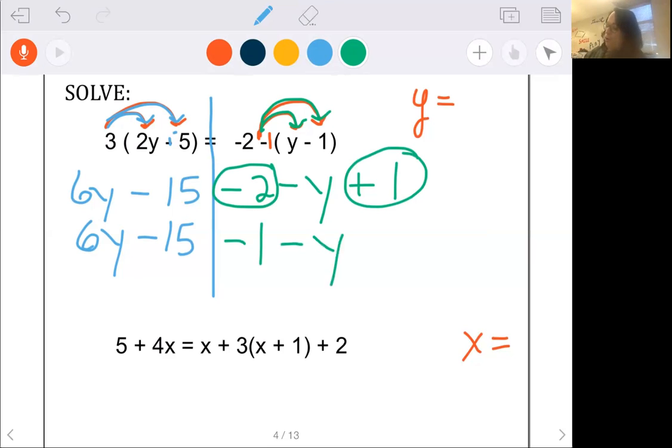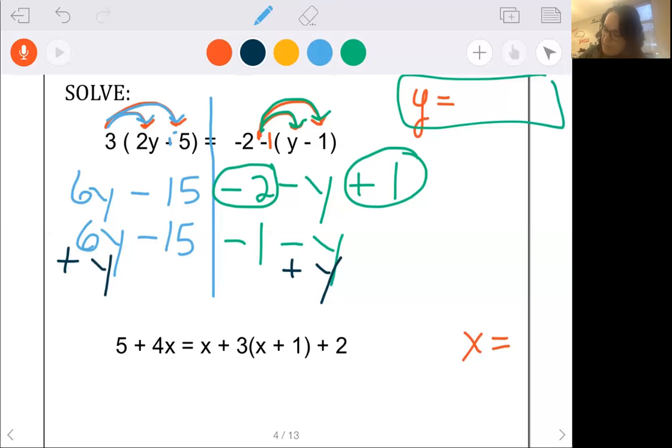Now remember, our goal is, what is y? Well, I can't go grab it yet because it's on both sides of the equation. So you have to move it. I like to move the smaller one because I like to avoid negative signs. So I have 6y plus 1y is 7y minus 15, and then this is gone, that's why I did it, is equal to -1.